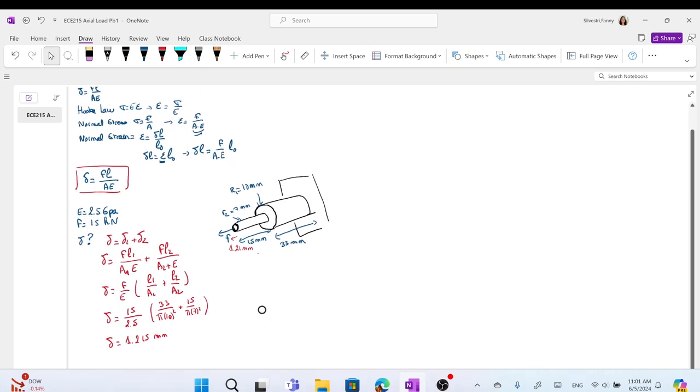Hope that makes sense and that you will remember where the formula delta equals F times L divided by AE is coming from. It's just playing with the equations that you already know.